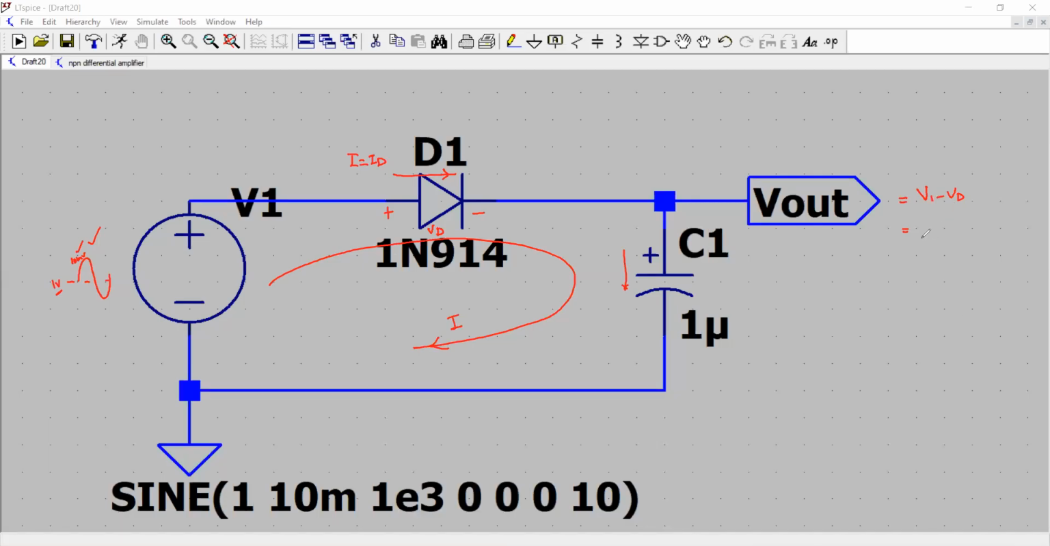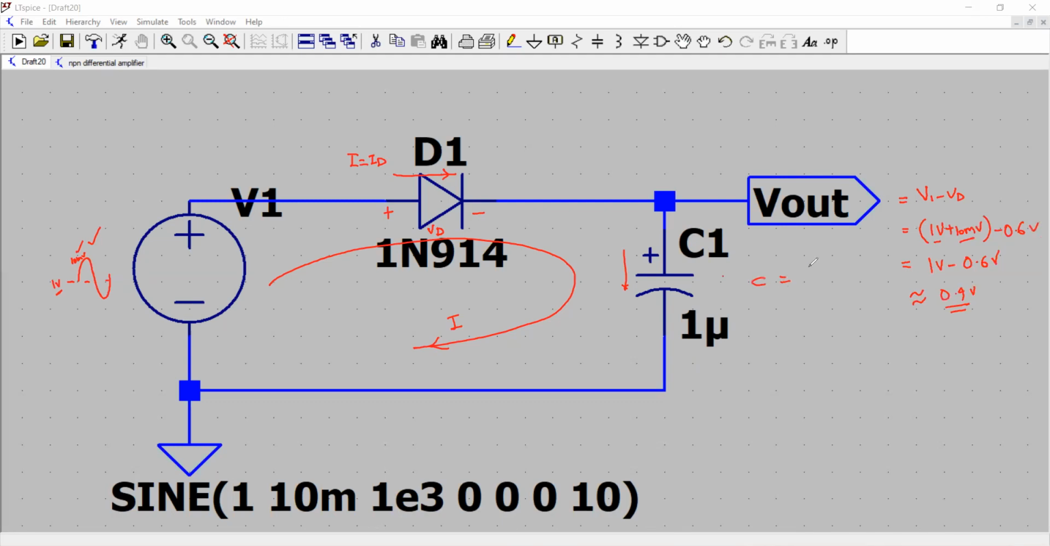How much is your V1? So it's basically a DC plus AC as V1. It is like 1 volt plus 10 millivolts, your combined VAC plus VDC, minus 0.6 volt, for example. Assuming that 10 millivolts is much less than 1000 millivolts, we just say it is 1 volt minus 0.6 volts. So approximately you have 0.4 volt across the capacitor.